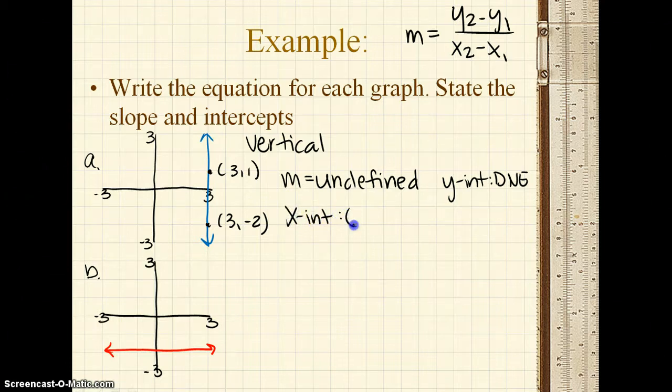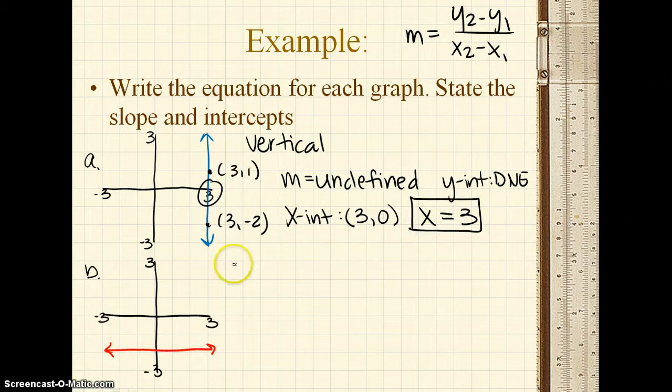The x-intercept is exactly where it crosses the x-axis, so at 3, so (3, 0). And then last but not least, the actual equation is x is equal to wherever it crosses the x-axis. So its intercept tells you the equation. So our equation is x equals 3.